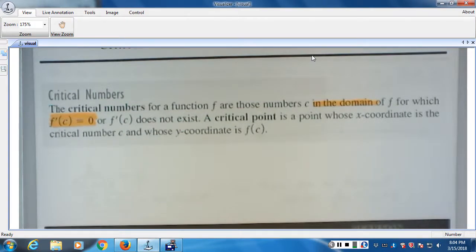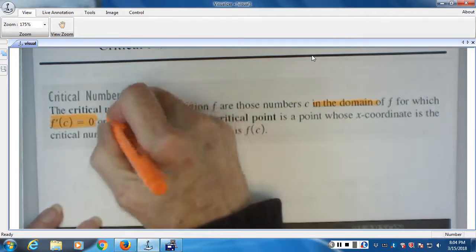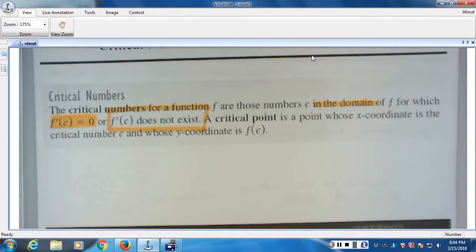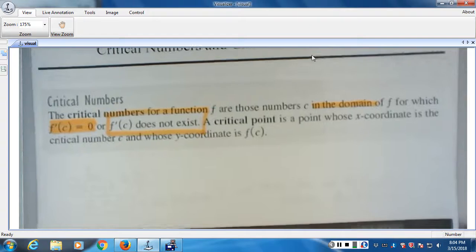The critical numbers for a function are those numbers in the domain of f, and we have -1 is not in the domain of f, for which f prime of c is equal to 0, or f prime of c does not exist. Does f prime exist for all other numbers?